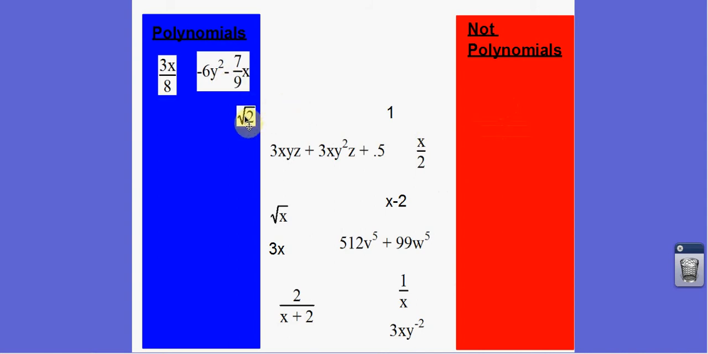Square root of 2, plain old number. It looks funky because of that radical sign, but it's a polynomial. So is 1. So is x over 2.